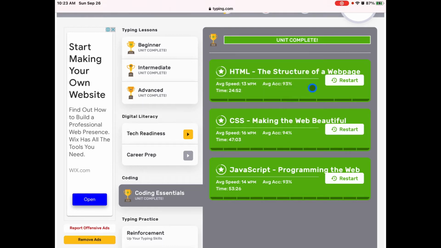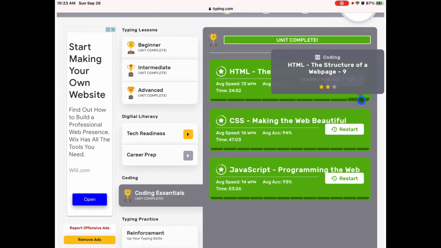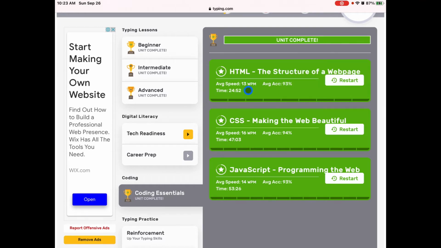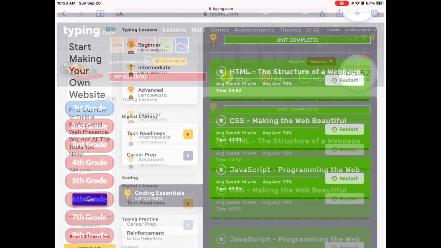So if we look in here, the average of this HTML unit, which is a total of 9 lessons, was only 13 words per minute with a 93% accuracy rate. So I really want to increase this, and I decided that over the next 7 days, I'm going to focus only on these 3 units right here and do the lessons in these 3 units so that when I code, I can code faster. I can type faster when I code.